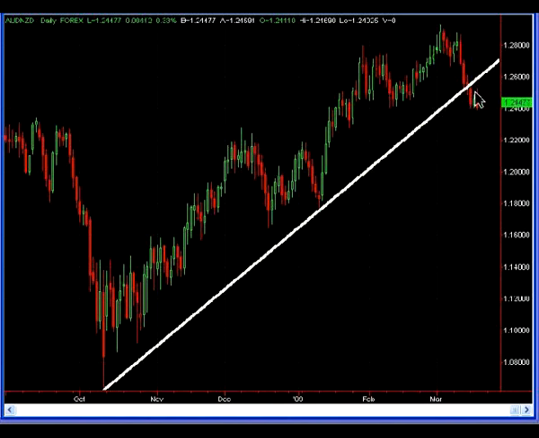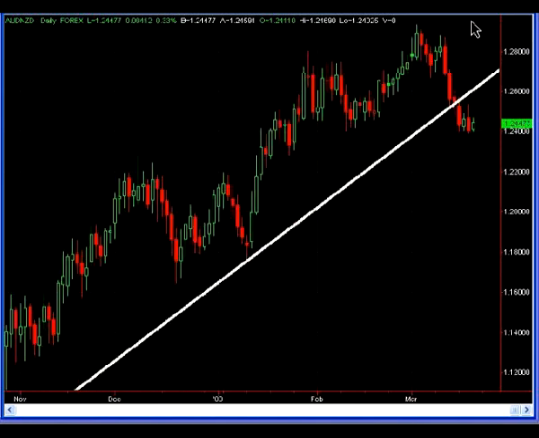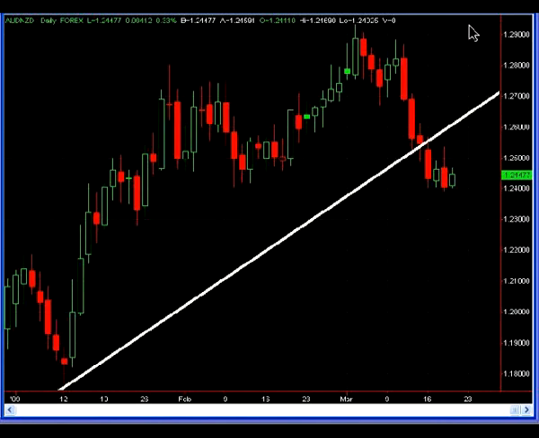This is a simple support line that was broken, I believe, on Friday of last week. And we could see a brief attempt to come and test that line. Didn't get close enough for an entry. But moving forward, the basic theme here is to expect this previous support line to act as resistance moving forward.